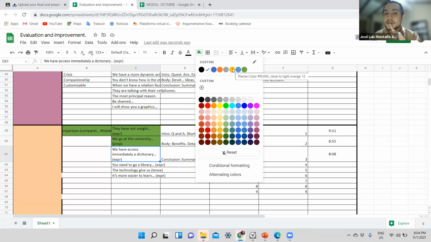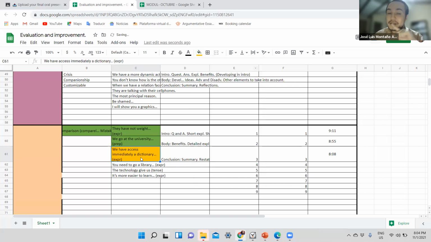Okay, I'm going to mark this with yellow, right? Why? Because yes, it's immediate, but only if you place that word before access, right? Or you can say immediately at the end. You can say immediately, but we have access to a dictionary immediately, right? So you have those two options, all right?